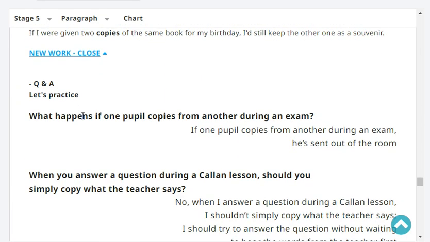Okay, so let's practice. What happens if one pupil copies from another during an exam? If one pupil copies from another during an exam, he's sent out of the room.